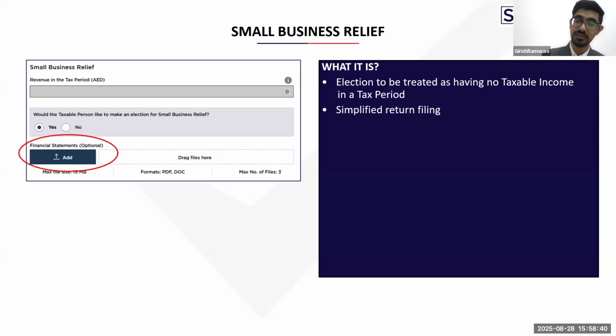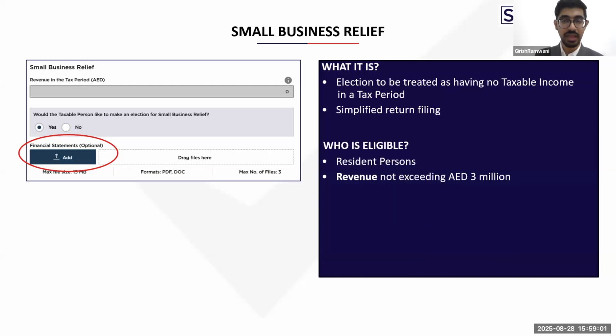And then in this case, irrespective of the quantum of your profit, there is no tax levied. So if you are a small business, by small business the authorities mean if your revenue is within the 3 million dirhams limit for a tax period, then you can opt for this benefit. So if you have made this election, there is a simplified return and there is no tax liability on such businesses. Then who is eligible?